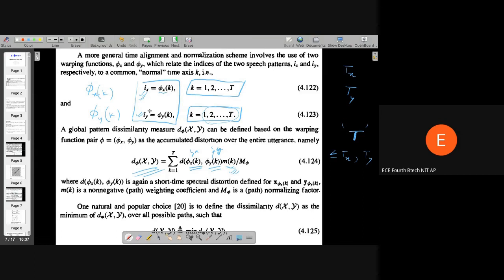So we have two functions, phi x and phi y, which will tell us which are the individual points in x and y sequence we have to compare and match. And what is DTW doing? DTW is doing, let me see if I can hide this. Yes. So DTW is doing this.